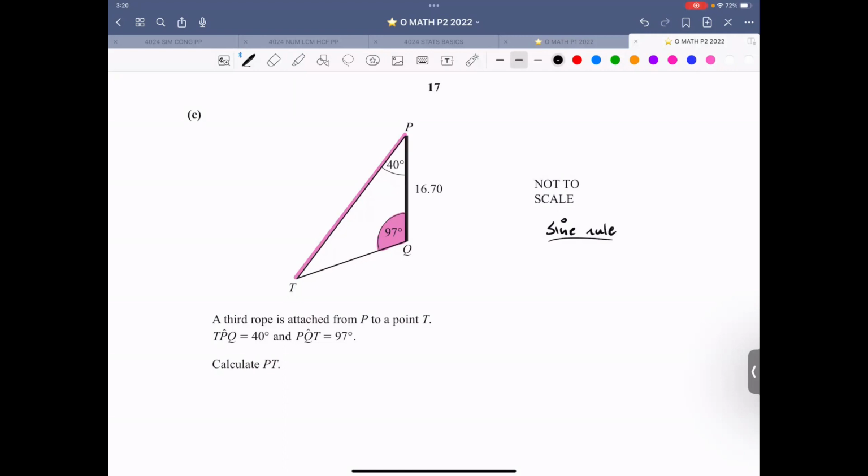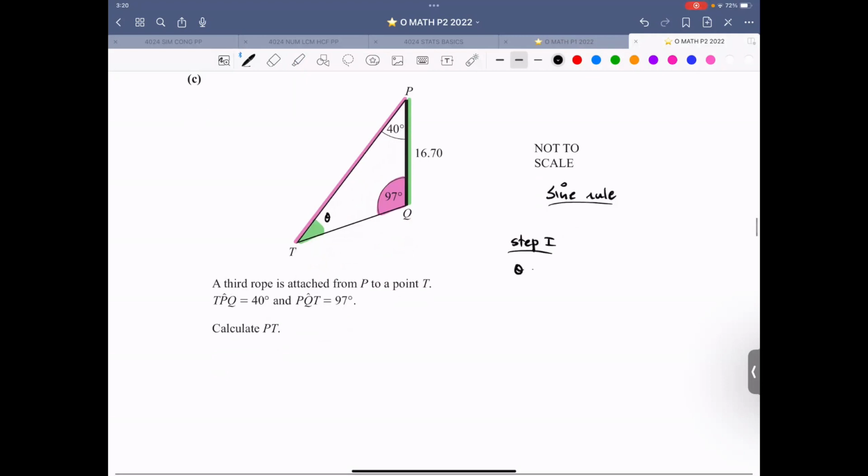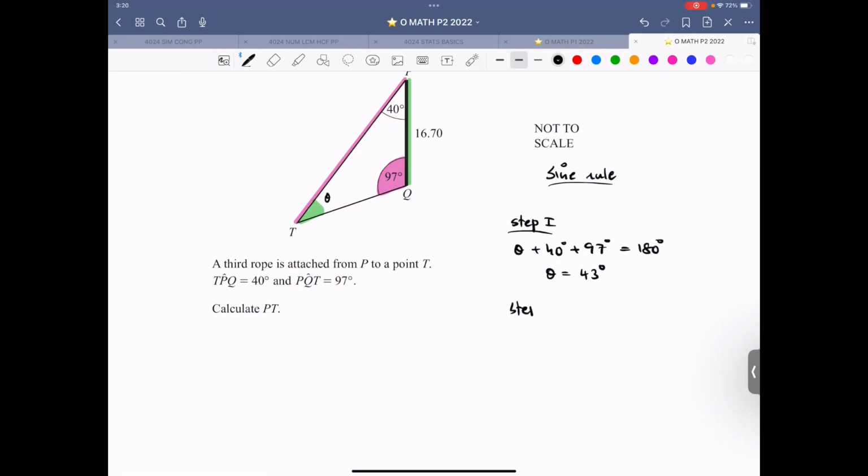Now, do we have some other length? Yes, we do have. We do have this green length, that is PQ, 16.70. We'll use this value. That means I need this particular angle for this. So therefore, let me write this thing as theta. So step one, show examiner every single step. Theta plus 40 plus 97 is equals to 180 degrees. Therefore, theta comes out to be 43 degrees. Step two, now apply sine rule.